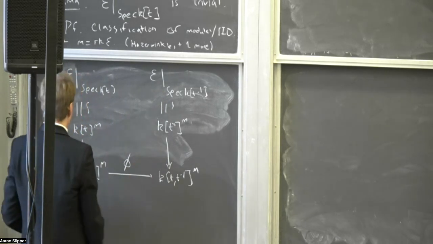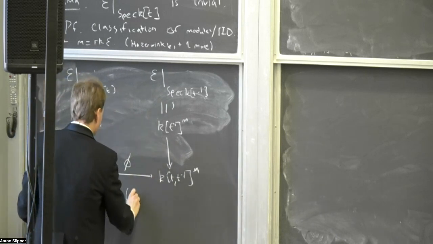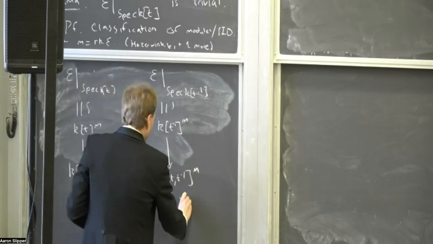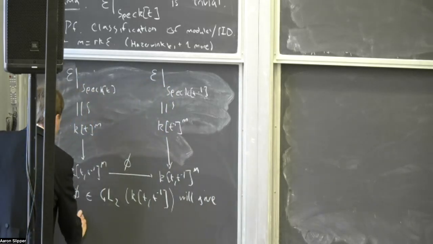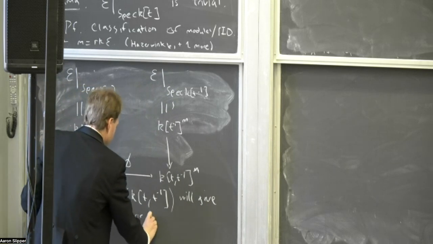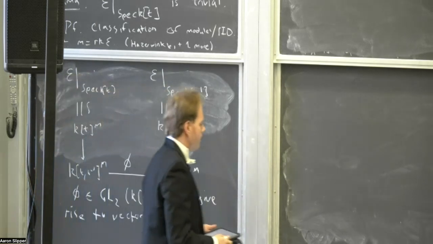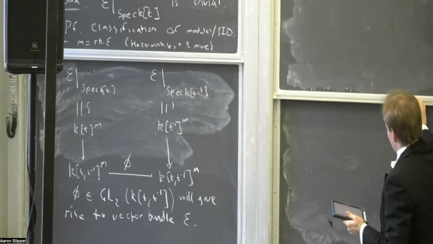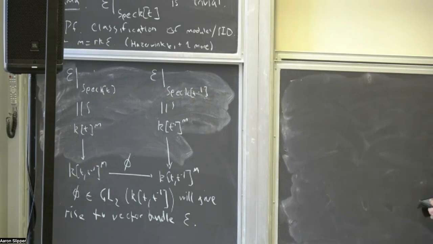So any such phi, an element in GL_m of K[T, T inverse], will give rise to a vector bundle E. And vice versa, for any bundle E, you'll be able to find such a gluing. They do this cleverly by dividing the board in 2 like this. All right.